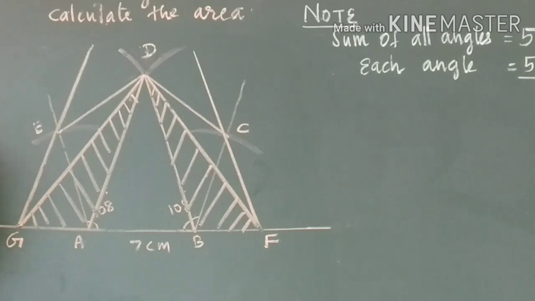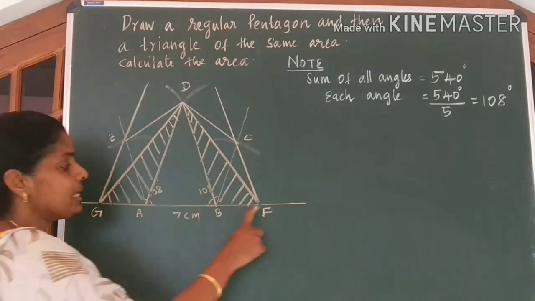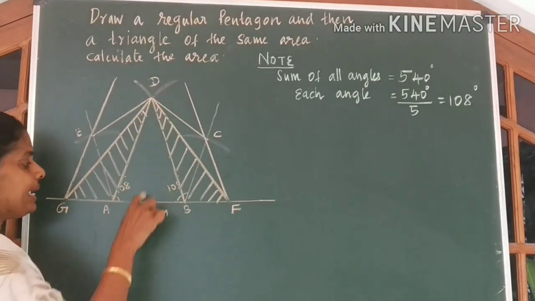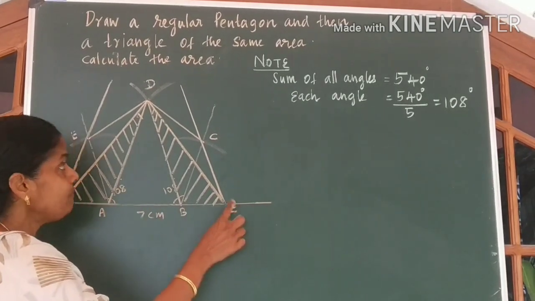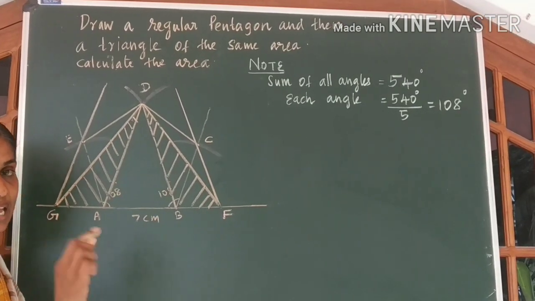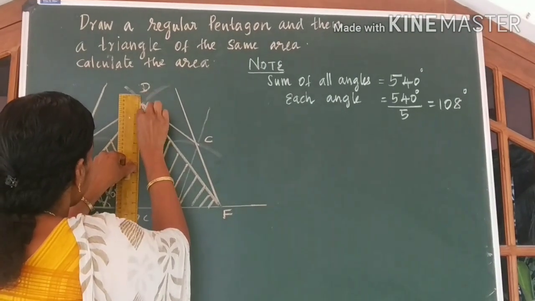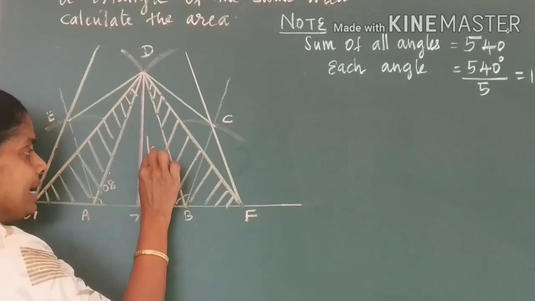To find the area, we know the formula. Area of a triangle is equal to half into base into height. For us, GF is the base. A perpendicular drawn from D to the base gives you the height. Measure GF and also measure the perpendicular height and find the area. From D to the base, I am drawing a perpendicular line and I am naming this as H.